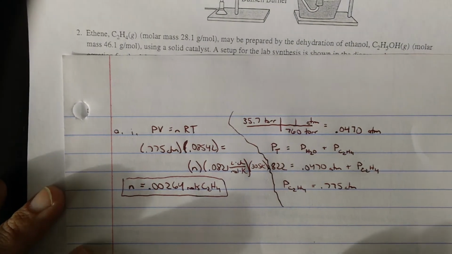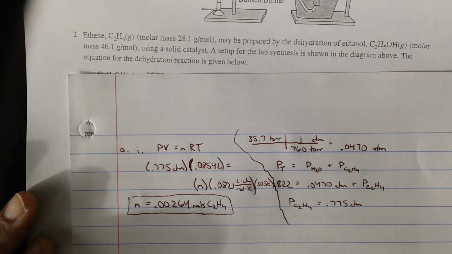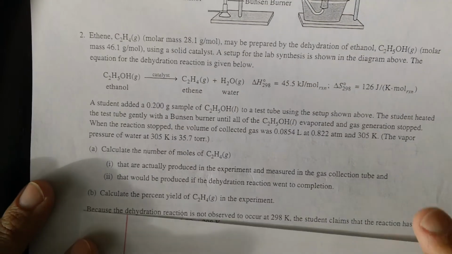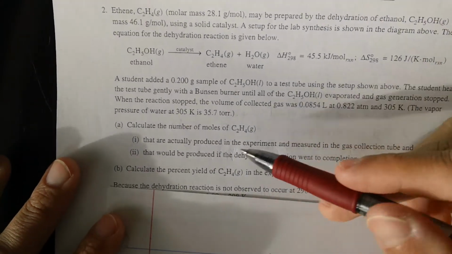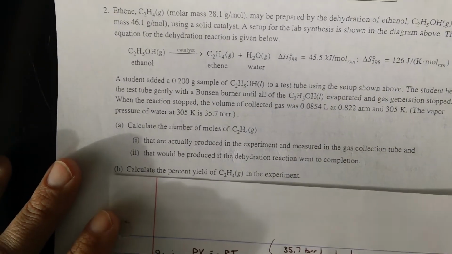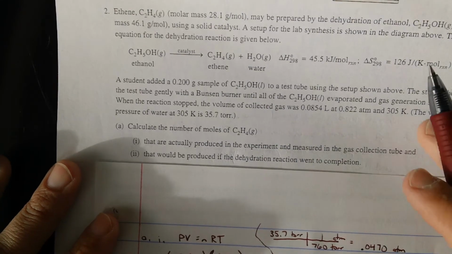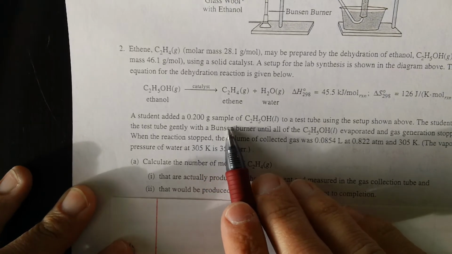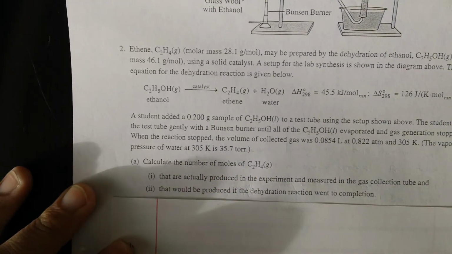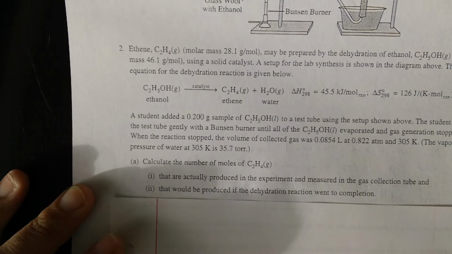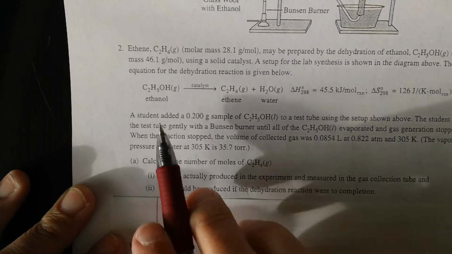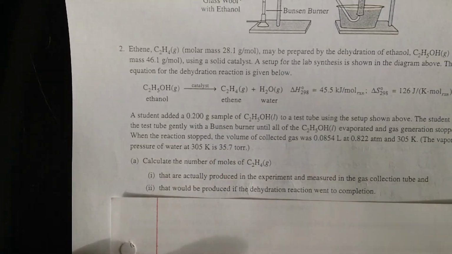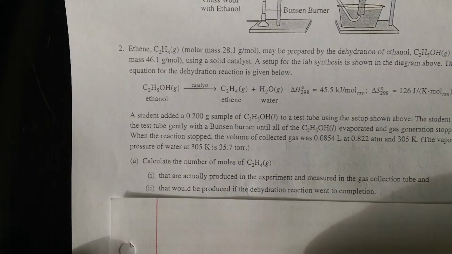Looks like that. You can pause it there if you need to look back at that calculation. What part 2 asks us to do is calculate the ethene that would be produced if the dehydration reaction went to completion. So what they're saying is, if we started with this 0.2 grams of ethanol and this reaction went to completion, how much ethene should we have produced? It's a 1-to-1 ratio up here in the equation. And so this is just a quick little stoich problem.